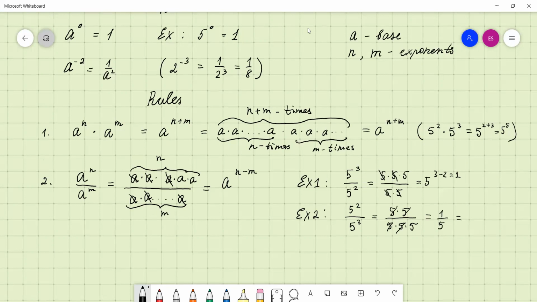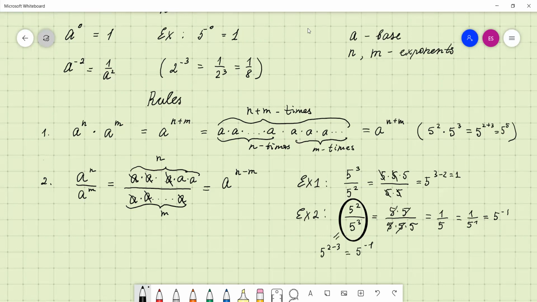We remember 5 in the denominator can be represented as 1 over 5 to the power of 1, or 5 to the power of negative 1. But if you consider the powers over here, you can write it down as 5 to the power of 2 minus 3. And that's exactly going to be 5 to the power of negative 1. So the formula actually works not only for cases when n is greater than m, it also works for cases when n is less than m, and we have more numbers in the denominator than in the numerator.